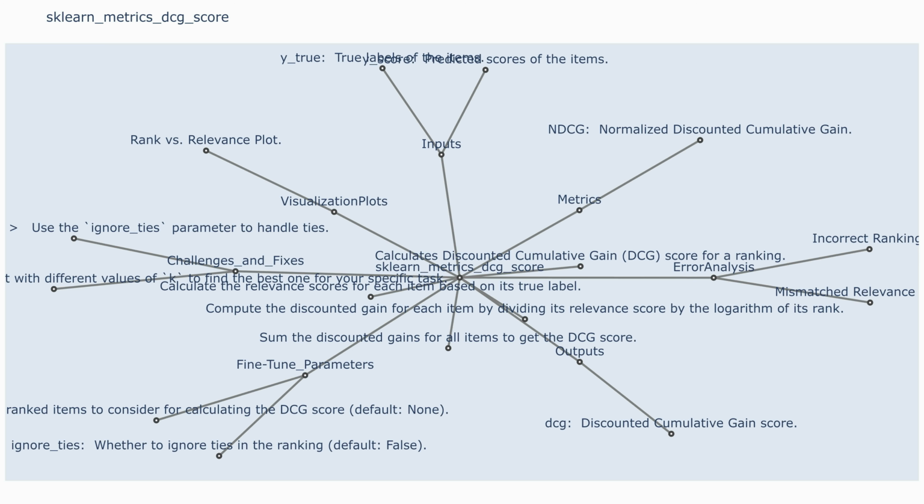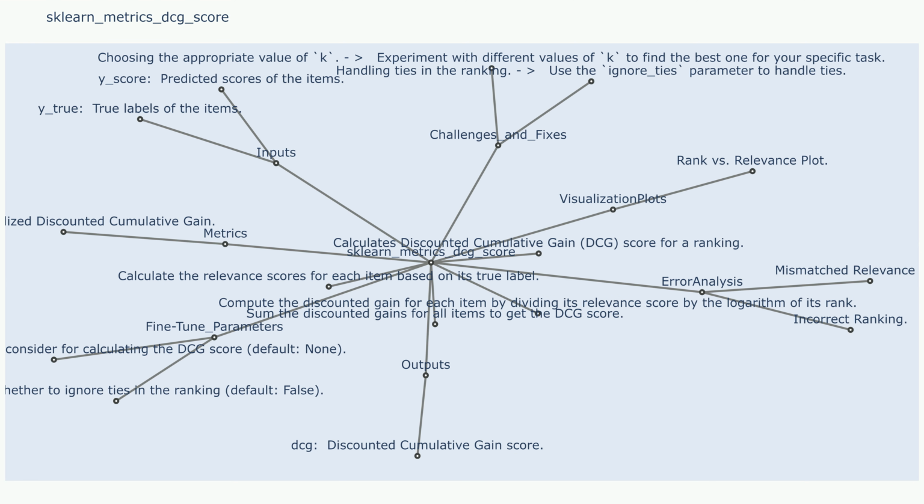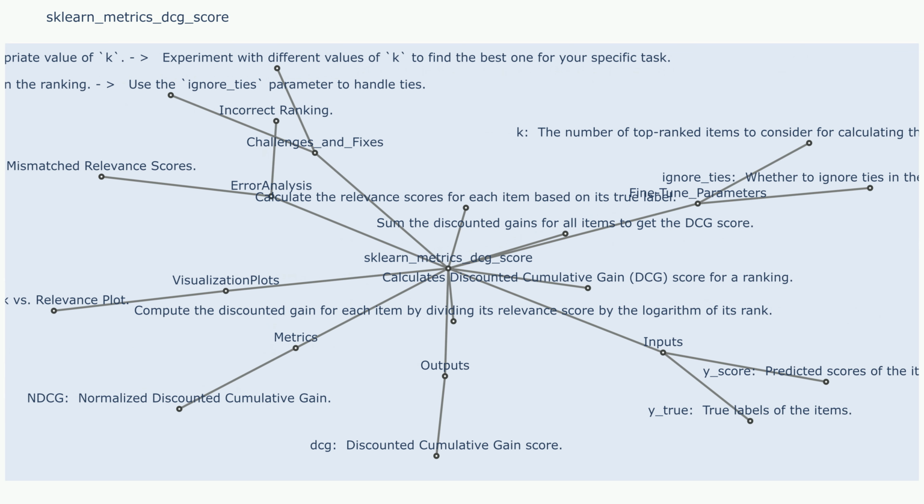sklearn.metrics.dcg_score. The dcg_score function from scikit-learn calculates the discounted cumulative gain (DCG) for a set of predicted rankings. DCG is a ranking metric commonly used in information retrieval and recommendation systems, measuring the relevance of items in a ranked list, with higher relevance items being given more weight and items appearing later in the list being penalized.